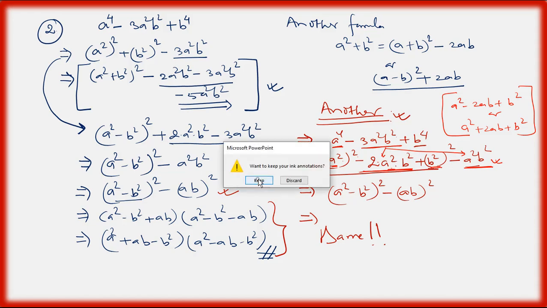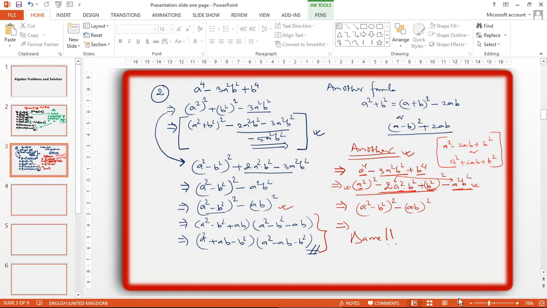Welcome. Now moving to the next part, dear students. I have to go further. Now the third type of questions, dear students. Number three question is x⁴ minus 17x² plus 256. Now the solution part, dear students.